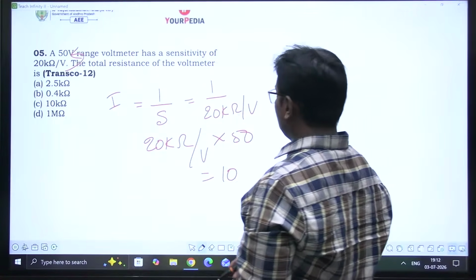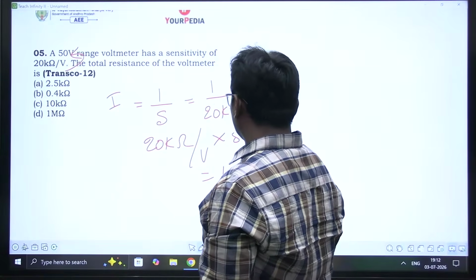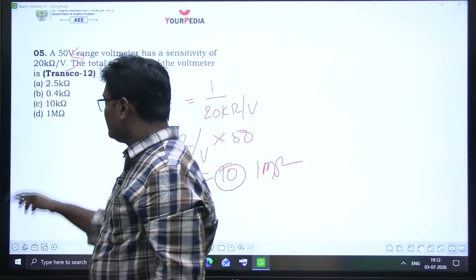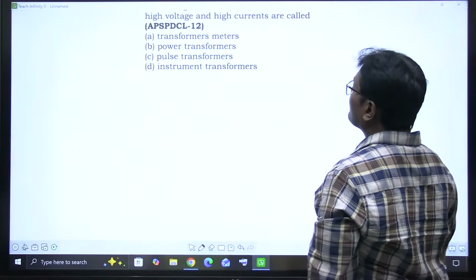20 kilo ohms into 50, how much will it be? 1 mega ohm. So 1 mega ohm is the correct answer. Yes, D is the correct answer. You already answered this.